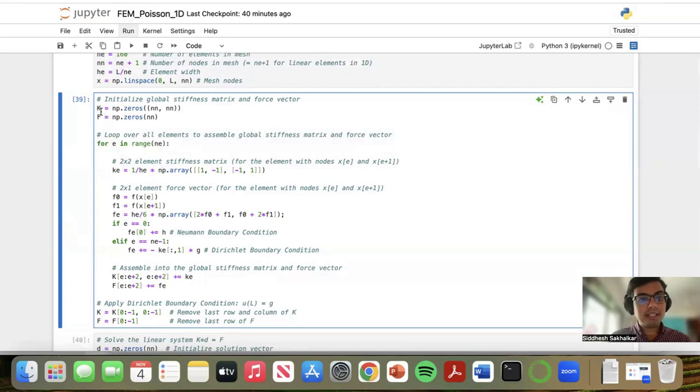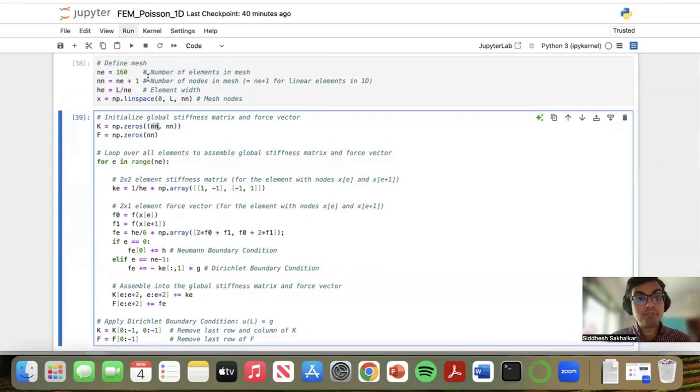This cell block over here assembles the global stiffness matrix and the global force vector. The global stiffness matrix is denoted by K, and the global force vector is denoted by capital F. We begin by initializing both these entities. So K is zeros of Nn by Nn matrix, whereas F is an Nn by 1 vector. Here, Nn is the number of nodes in the mesh.